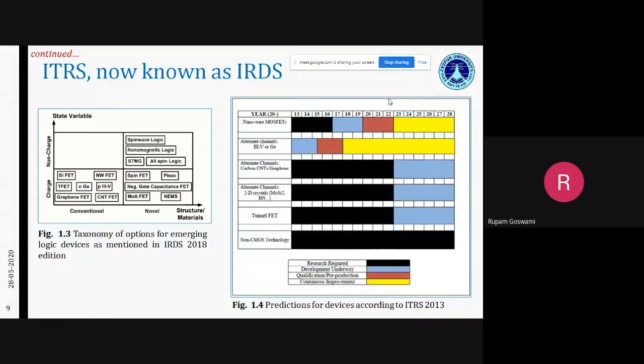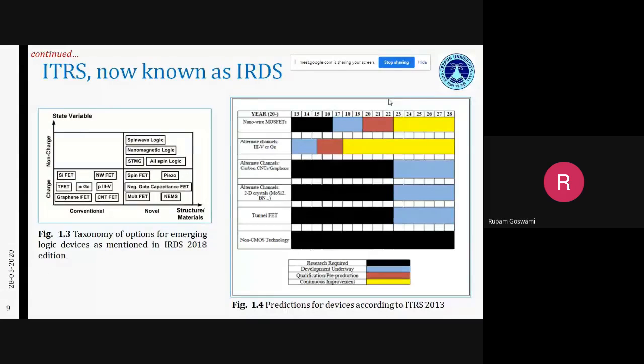Until 2015, it was known as ITRS, but from 2016 onward, it is known as IRDS, the International Roadmap for Devices and Systems. And this currently comes under IEEE. So IEEE now holds the IRDS documents, which you can download if you have an IEEE membership.